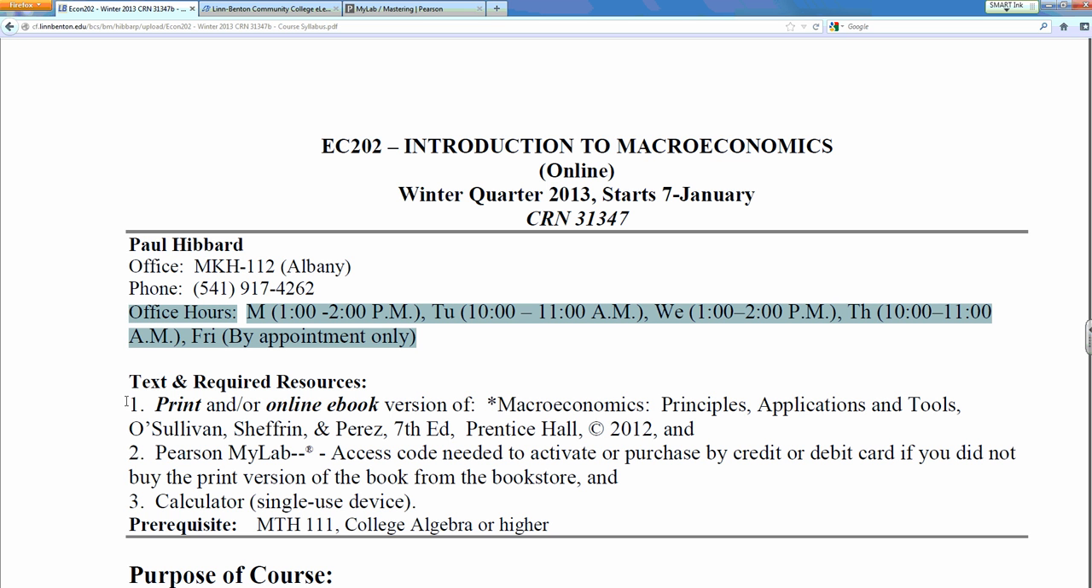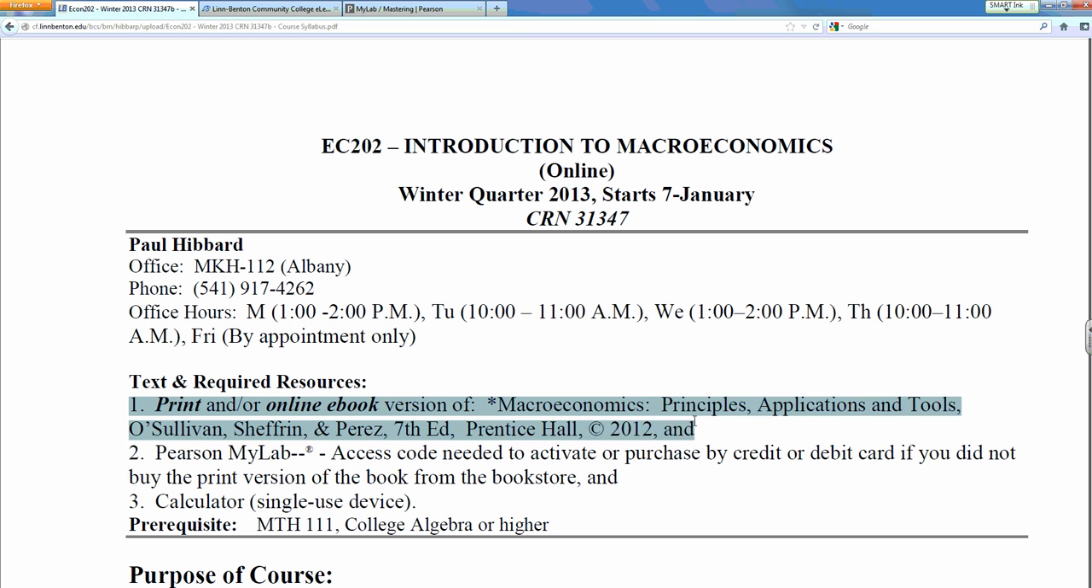The book that's required for the course is right here. It's the Macroeconomics Principles, Applications, and Tools by O'Sullivan, Sheffrin, and Perez, 7th edition. You'll be needing to purchase this book for the course. Feel free to purchase it online or in the LBCC bookstore.